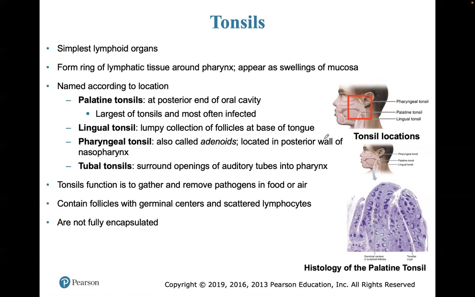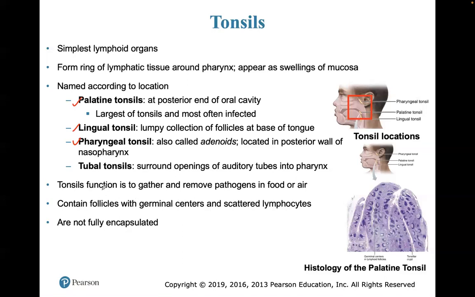The pharyngeal tonsil is located in the nasal cavity, also called the nasopharynx, in the posterior walls of the nasopharynx. And then comes the lingual tonsil, which is the lump at the base of the tongue. So three types, mainly palatine, lingual, and pharyngeal. And then also there are some tubal tonsils, which surround the opening of the auditory tube.